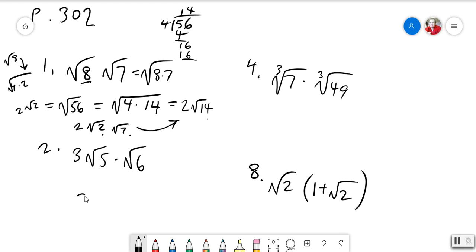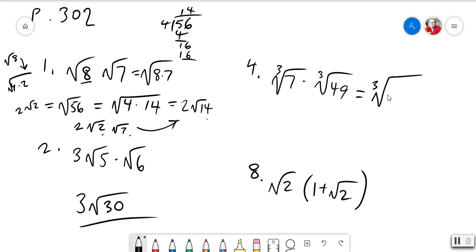Number 2, 3 is not going anywhere. 5 times 6 is 30. Boom, 3 square roots of 30. And that cannot be made any simpler because there is no perfect square that goes into 30. 4 is kind of sneaky.